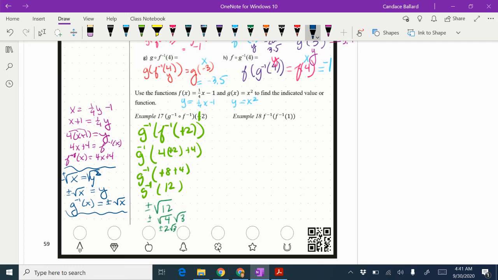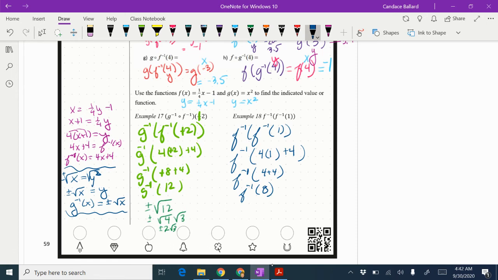All right, let's look at the second function here, example 18, and it says f inverse composed with f inverse of 1. So that means I'm going to take 1 and plug it into f inverse. I'm just going to follow the instructions, and I know it seems weird to be composing a function with itself, but it does happen. So I'm doing 4 times parentheses for the x, where I'm going to put the 1 in, plus 4. So 4 times 1 is 4, and 4 plus 4 would be 8.